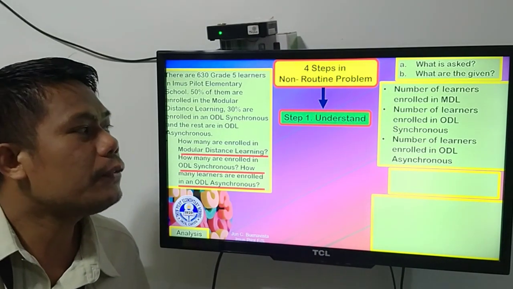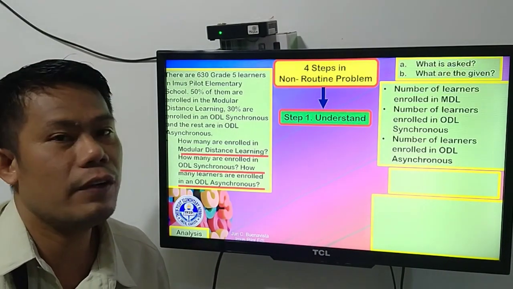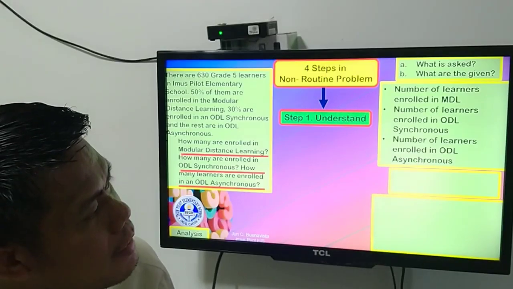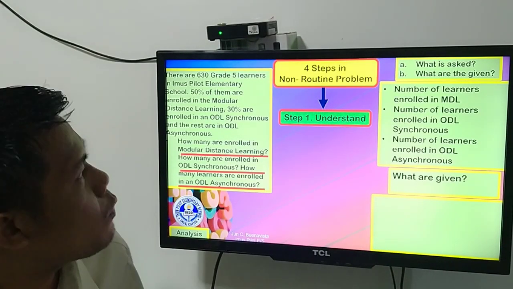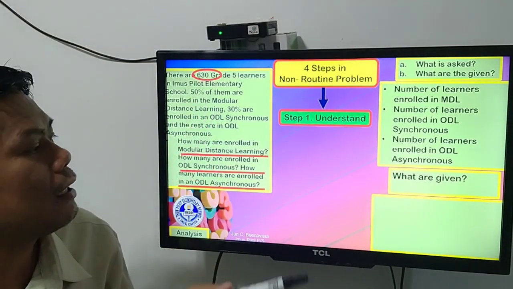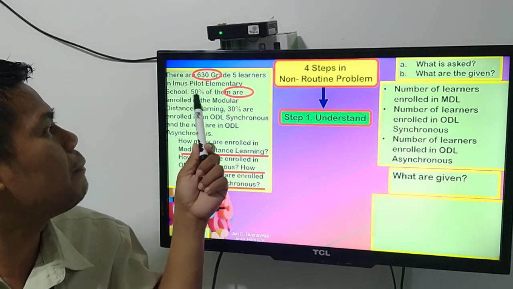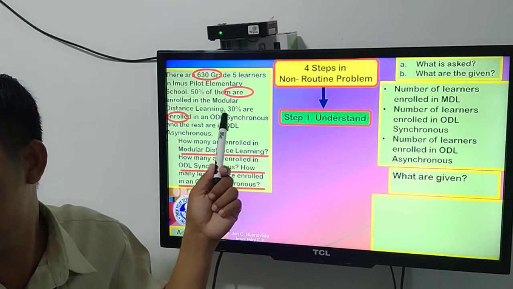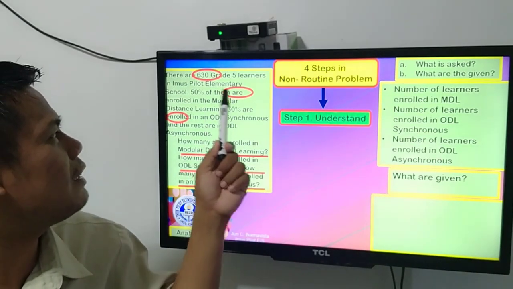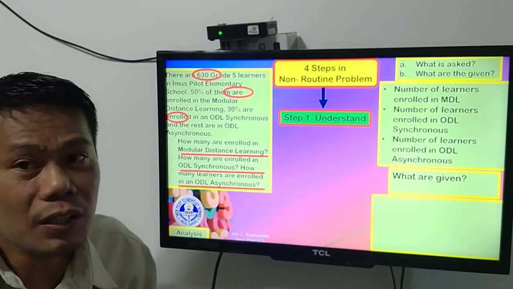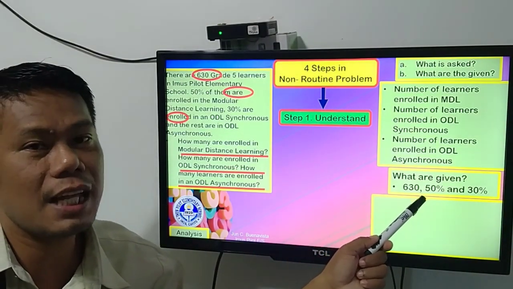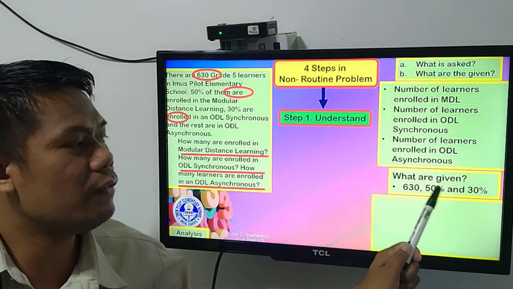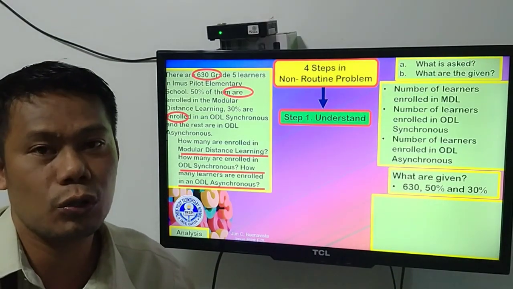Okay. So after finding what is asked and what are the given facts, we have this 360, and then we have 50%, and then we have 30%. Our given facts are 360, 50%, and 30%. And these given facts are used to solve our problem.